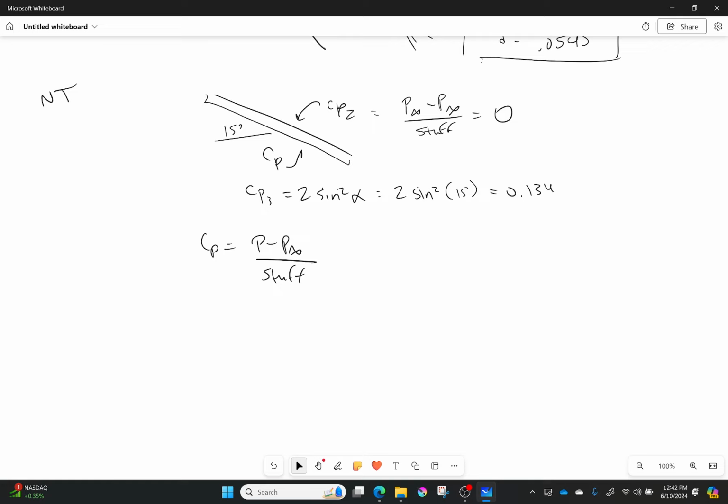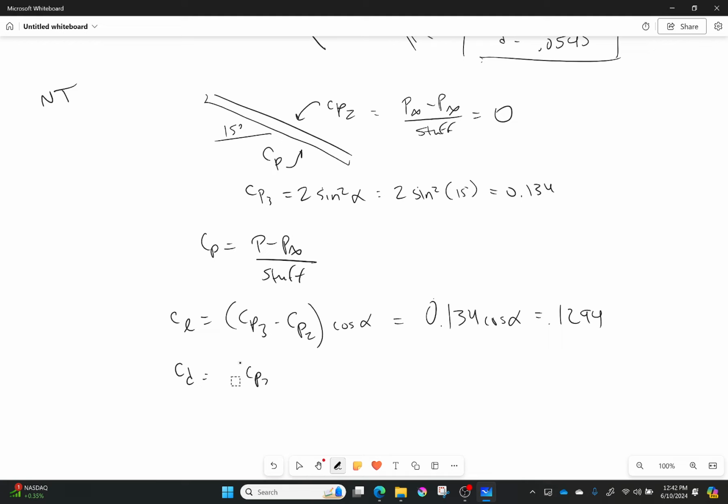And using that I can then get my coefficient of lift and my coefficient of drag pretty simply. So coefficient of lift is simply going to be equal to CP3 minus CP2, times cosine of alpha. So it's equal to 0.134 cosine of alpha, which is equal to 0.1294.